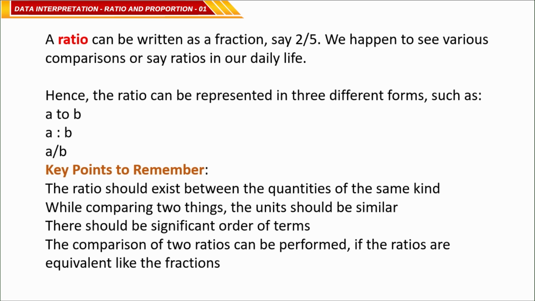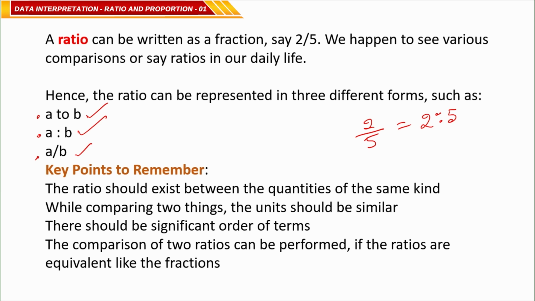For example, A to B. A to B is simply as we can say A is to B. So A to B we can call it A to B, A is to B, A by B. These are the three forms to represent the ratio. So we can write 2 by 5, or write it as 2 is to 5 also. These are different forms of the ratio.